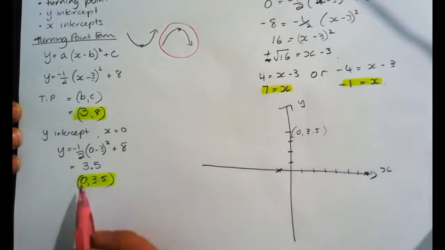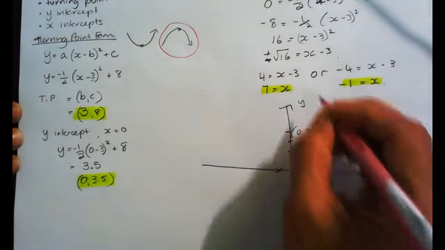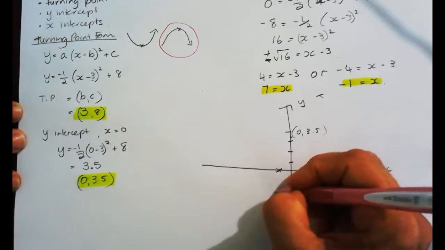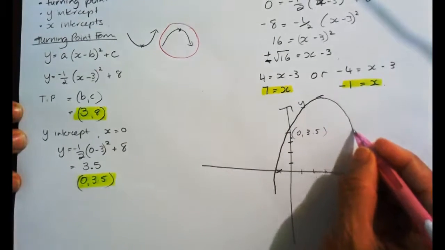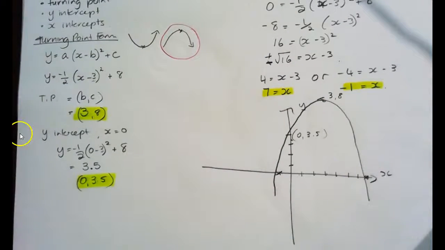And then our turning point occurs at 3, 8. 1, 2, 3, and then up to 8. So our turning point's up there somewhere. So we've got our quadratic, and that's going to be 3, 8.